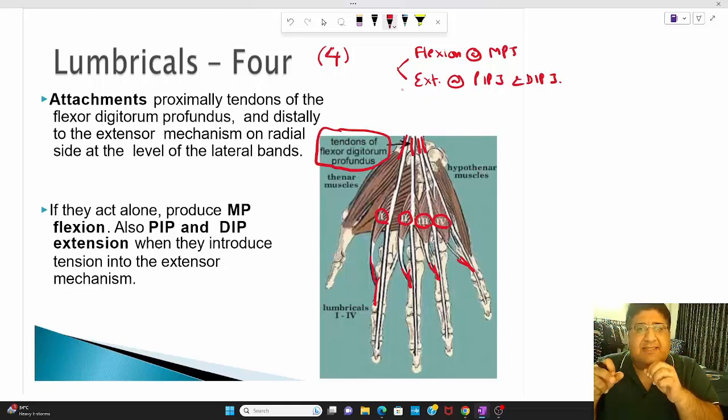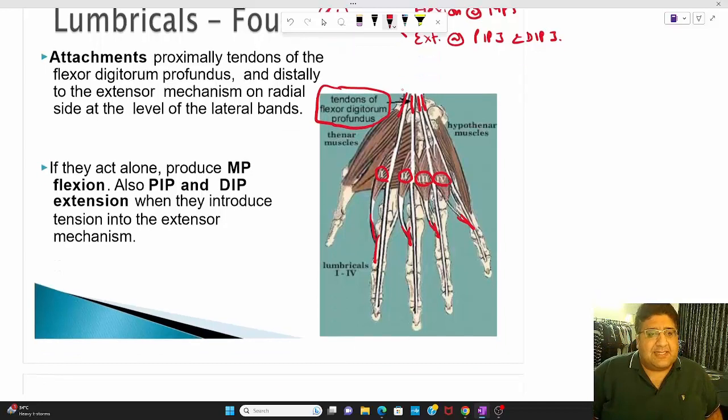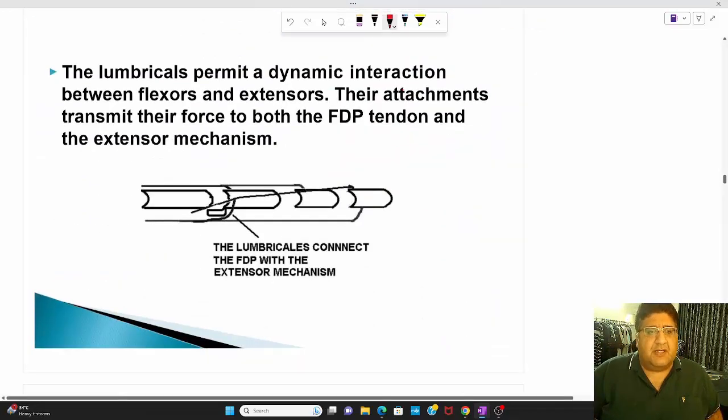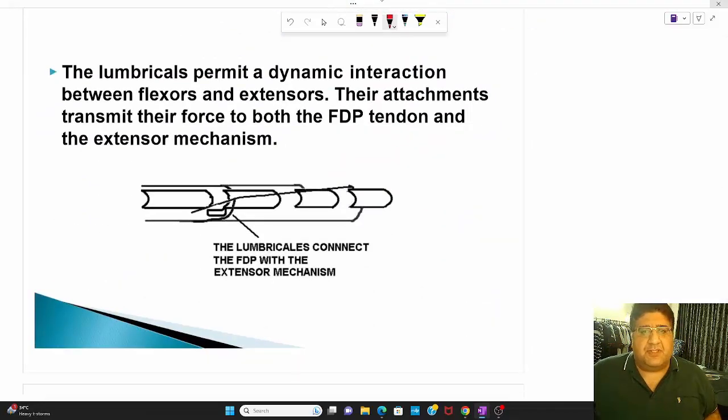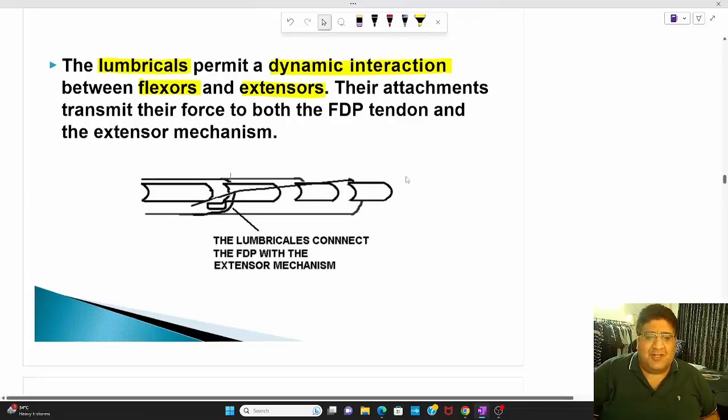And I said extensor tendons themselves are not capable of doing any active movement. It is done with the help of these lumbricals. That is why they are taken into extension, but lumbricals lead to flexion of what? MP joint. Again, it is showing you the same thing, that lumbricals permit a dynamic interaction, a conduit between the flexor and extensor, and therefore they transmit force. They swing both ways. So you can understand it like that.